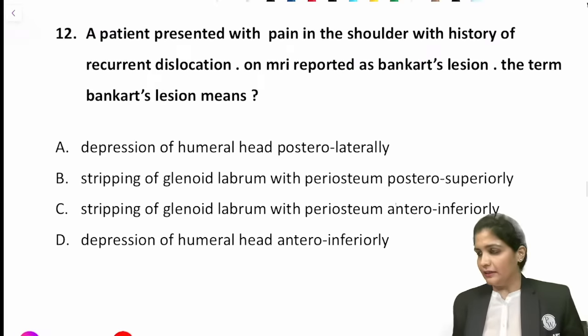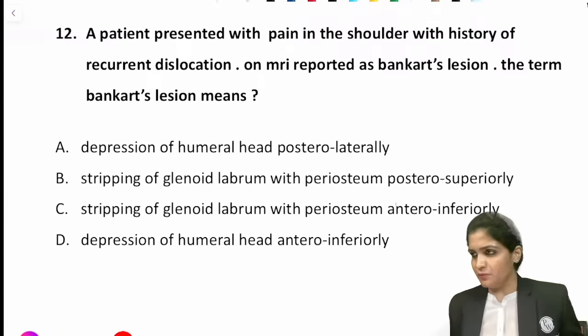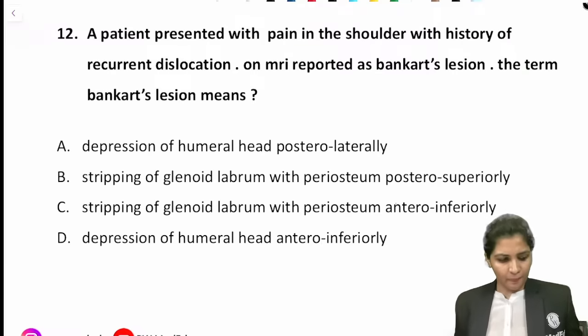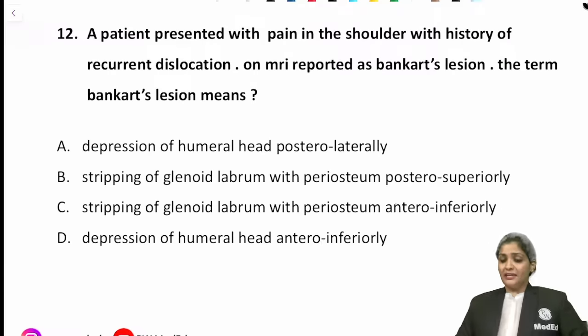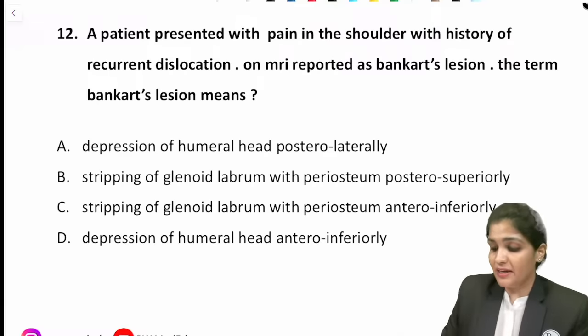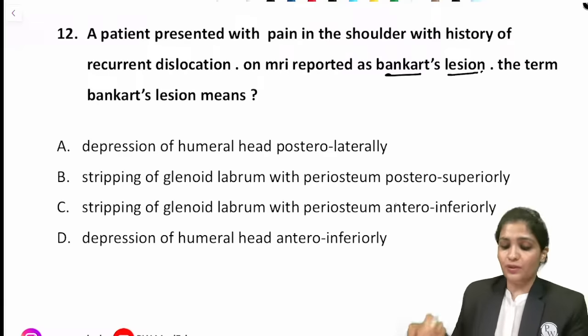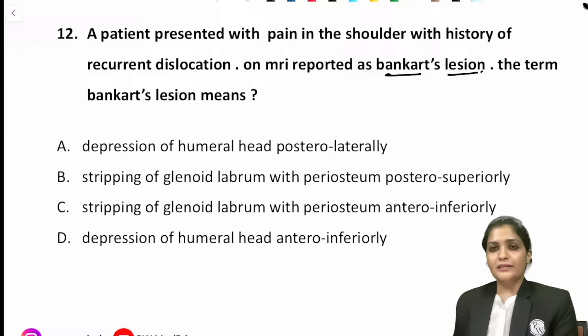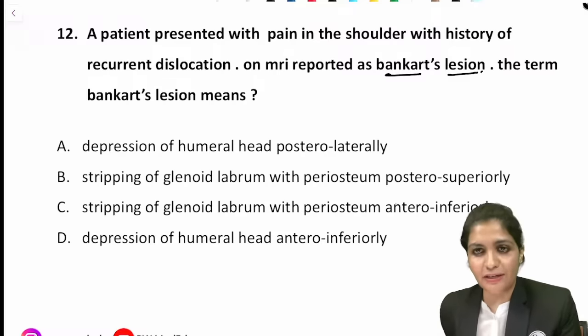So this is the question, and after this question we'll go for a break. A patient presented with pain in the shoulder with a history of recurrent dislocation. On MRI, it was reported as Bankart's lesion. What does the term Bankart's mean in case of shoulder dislocation?